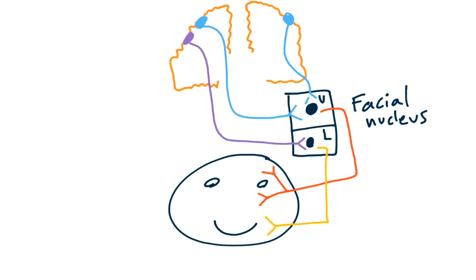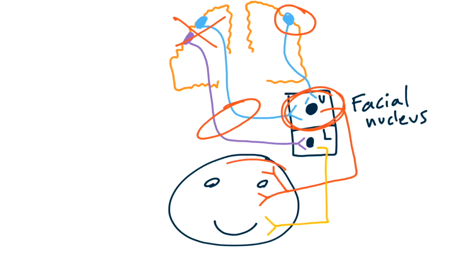So imagine if we lesioned the cortex, both of these pathways would be knocked out, but because of the dual innervation of the opposite side, the upper component of the facial nucleus would still be intact, meaning the upper face would be spared and the lower face would be paralyzed.